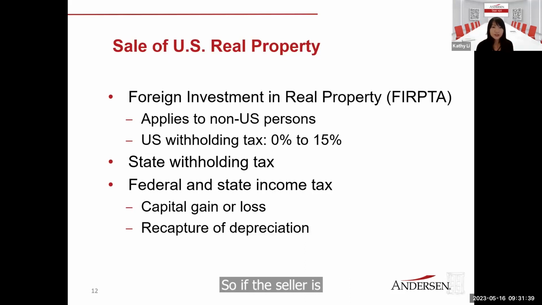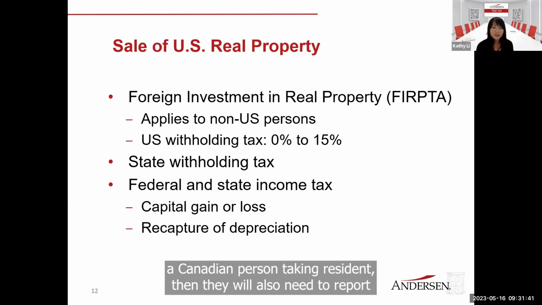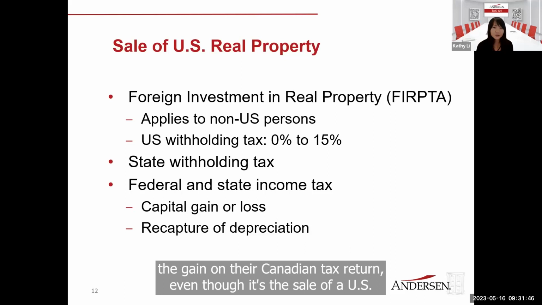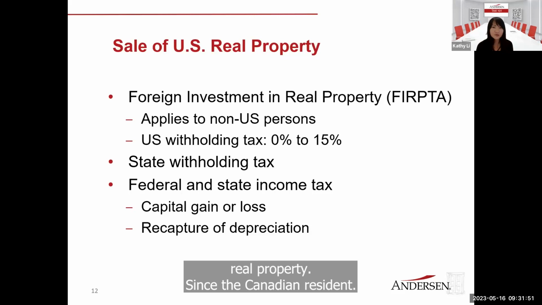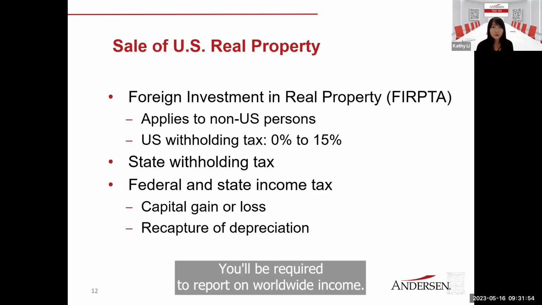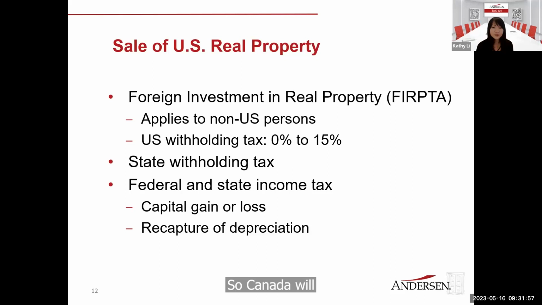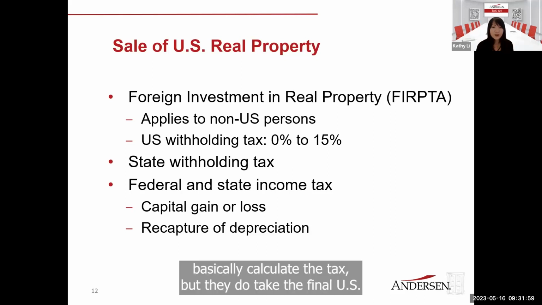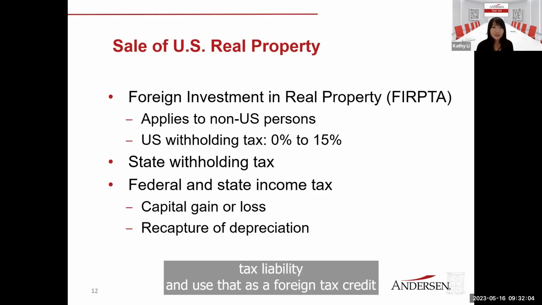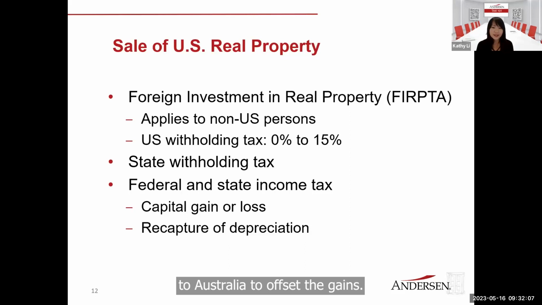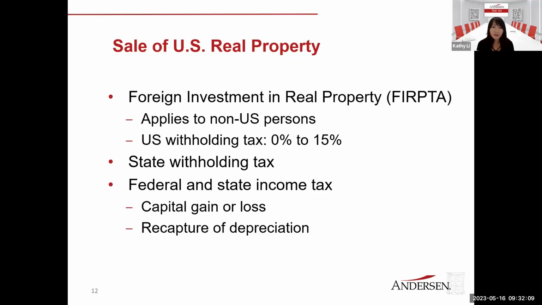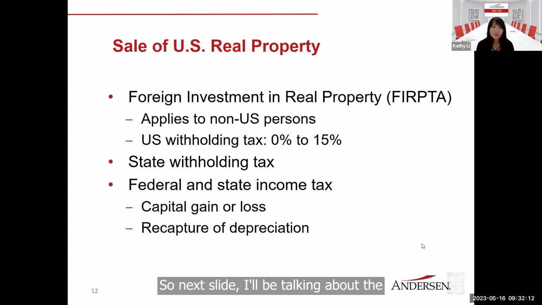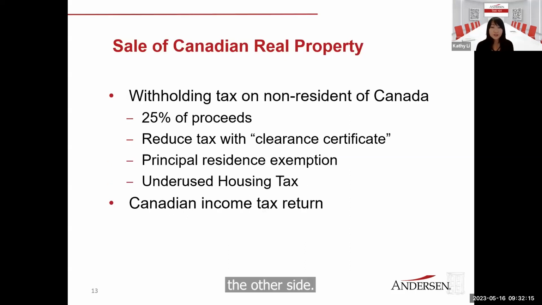So if the seller is a Canadian person, a Canadian resident, then they will also need to report the gain on their Canadian tax return, even though it's the sale of U.S. real property, since as a Canadian resident you'll be required to report on worldwide income. So Canada will basically calculate the tax, but they do take the final U.S. tax liability and use it as a foreign tax credit to offset the gains. So next slide, I'll be talking about the other side.